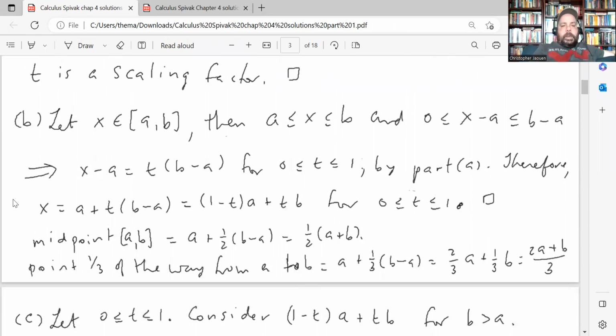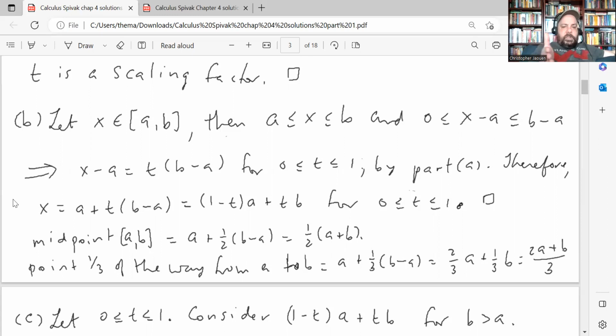All right, so again, let X be in the closed interval from A to B. That means that X is greater than or equal to A and less than or equal to B. If you subtract A from all 3 sides of that inequality, you get 0 is less than or equal to X minus A, less than or equal to B minus A. Which means that X minus A is in the interval from 0 to B minus A. So from part A, we can write X minus A as T times (B minus A) for some T between 0 and 1, right? That's what we already established in part A.